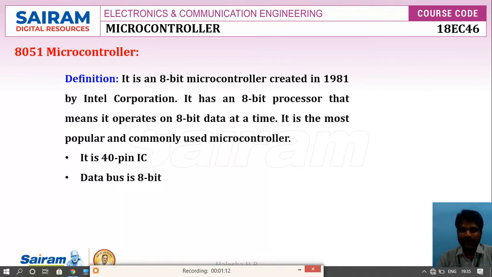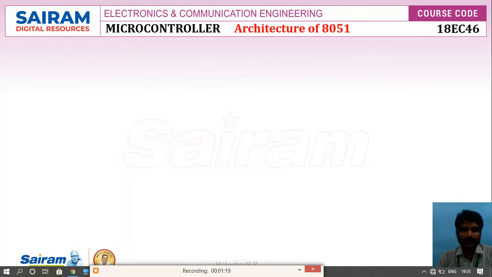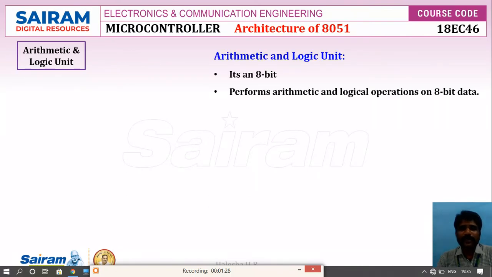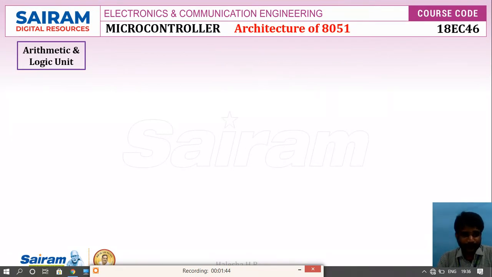Now we'll see architecture. Architecture means what all 8051 contains, I mean the registers, ALU unit, all those. Architecture of 8051. So the main and most important block is the arithmetic and logic unit. So it is an 8-bit ALU, which means it performs arithmetic operations such as addition, subtraction, multiplication, division, and logical operations such as OR operation, AND operation on 8-bit data.